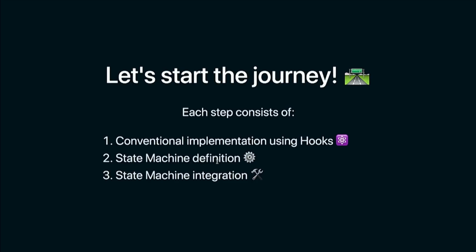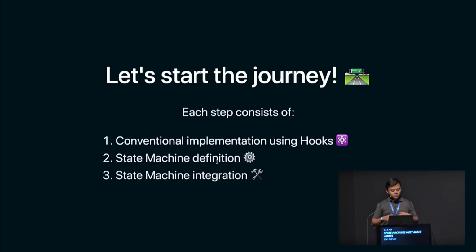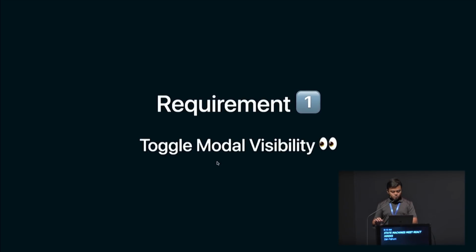Here, I'm gonna walk you through my journey, and I'm gonna split them step by step. So each step consists of, first, the conventional implementation of it using hooks, and then next we will go into the state machine definition, and then next we will integrate that state machine into our app. So for the first, let's say, imagine we are doing it in sprints, and this is our first sprint.